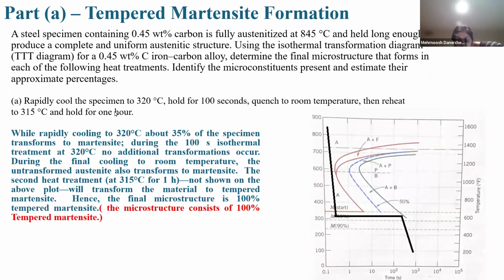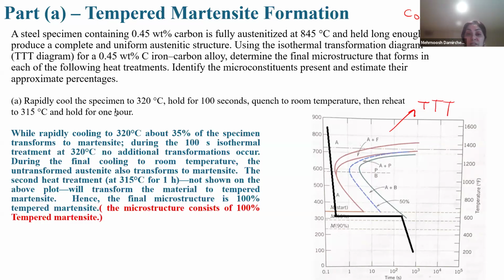Here, we start with the practice problem that has several parts, but we read it carefully and pay attention. We have a steel containing 0.45 weight percent carbon, so C naught is 0.45%. This TTT diagram is only for this carbon weight percent. If you are talking about eutectoid, meaning C naught is 0.76, you should use another TTT diagram, okay?